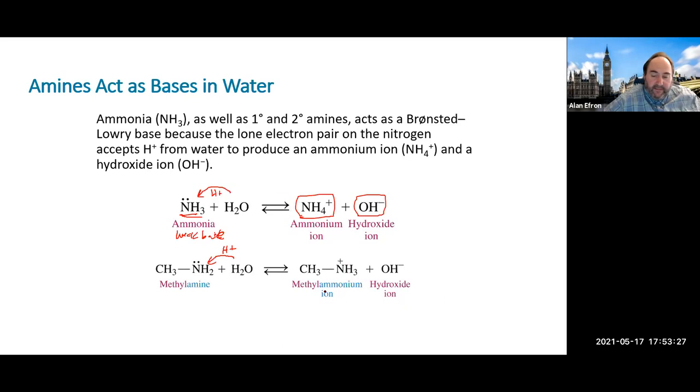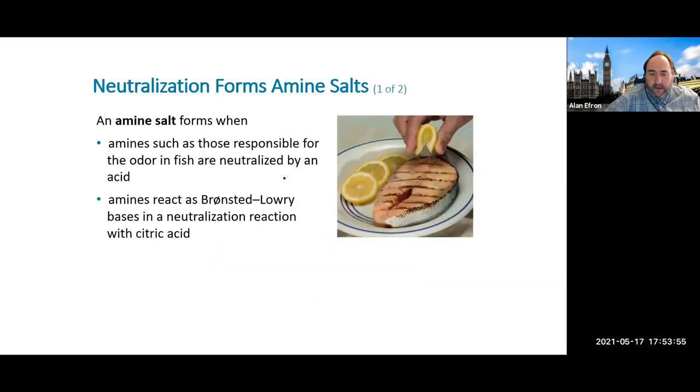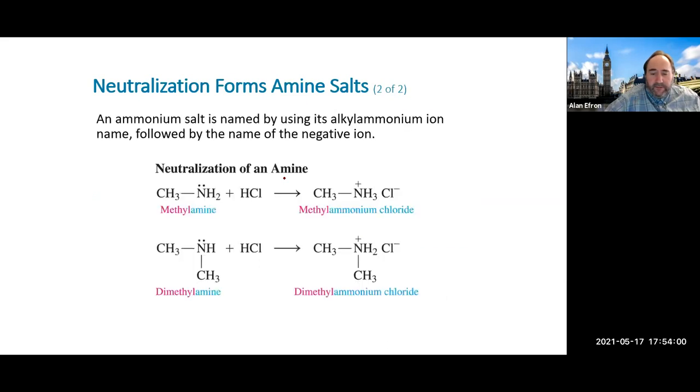We don't have to worry about the naming part of this salt. But more importantly, what makes these more basic is that you get the production of hydroxide, which is pretty much the definition of a base. So amines behave in water just like a weak base. We're not going to worry about the amine salts there.